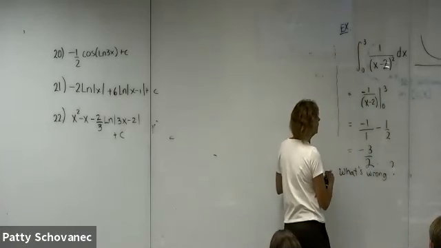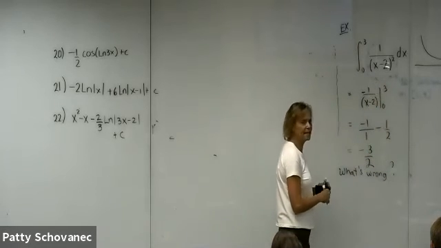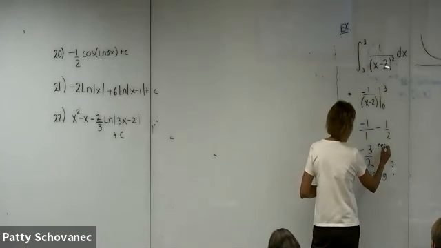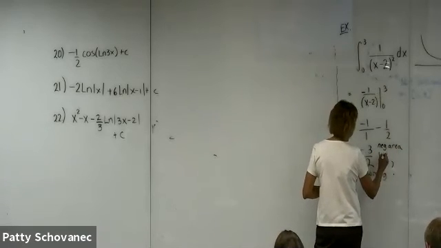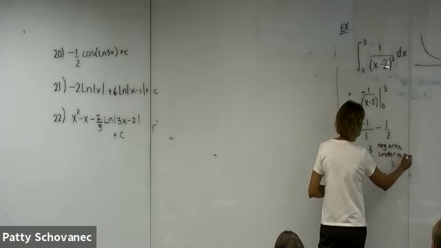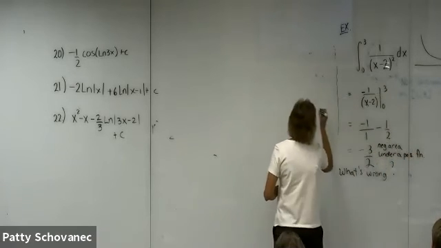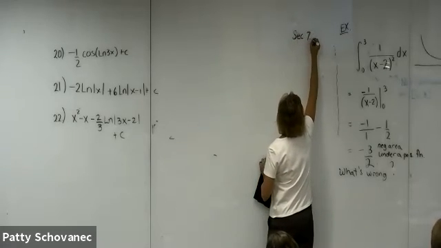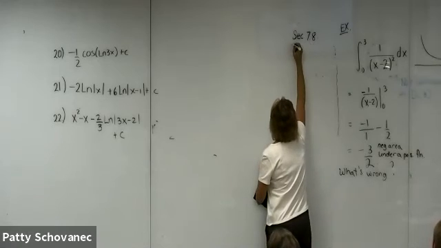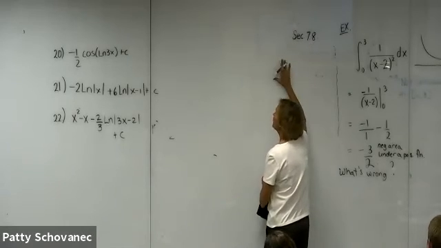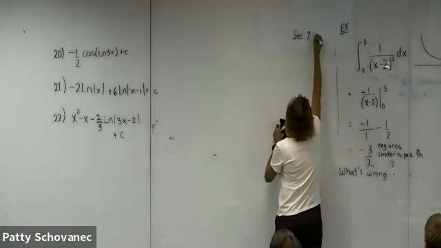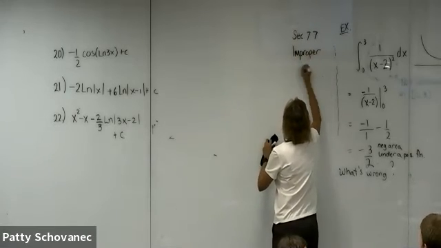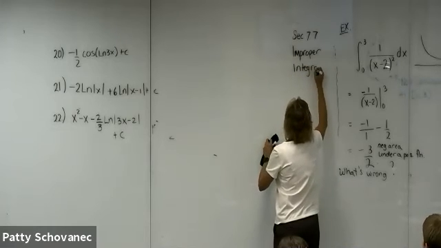If a function is not continuous on the closed interval, you can't just integrate it and pretend that it is, and then evaluate it at the bounds, right? We can't get negative area under a positive function. So this is section 7.7, improper integrals. We were at 7.5, and then we skipped 7.6, so it's 7.7.